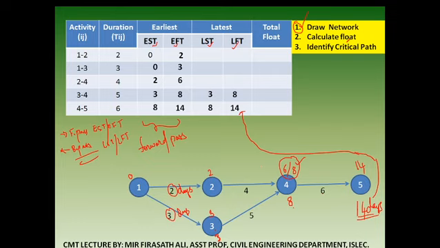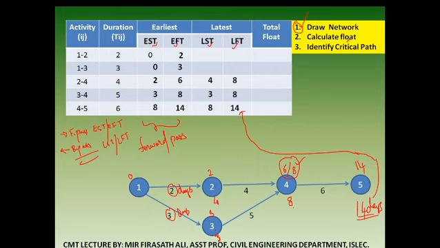Got it? Now it is activity 2 to 4. Latest finish time is 8. 8 minus 4. How much do we get over here? 4 we get. Fill the table. 8, 4. Done.